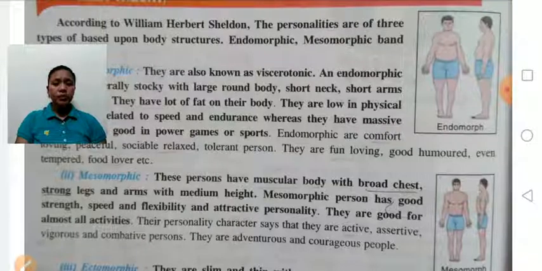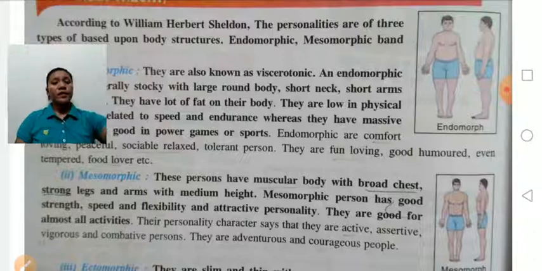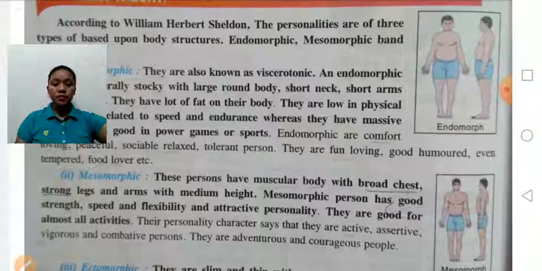They are good in almost all physical activities. Their personality characteristics say that they are active, energetic, assertive, vigorous, and combative. They have lots of energy in their body, and they are adventurous and courageous in sports. So mesomorphic persons have lots of energy in their body, so these persons should do heavy physical activity.